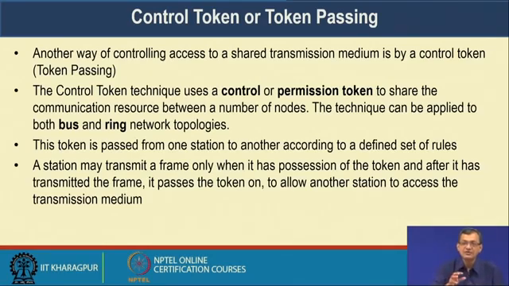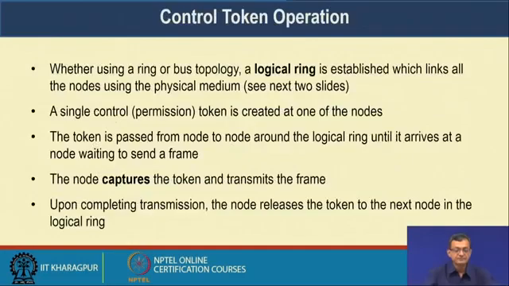In other words, we have a tokenization mechanism, or what we call a control or permission token. The station which has control of the token, or has the token in its hand, has the right to transmit. After transmission, it passes the token on so that the other contending stations who want to transmit can use this token to transmit.